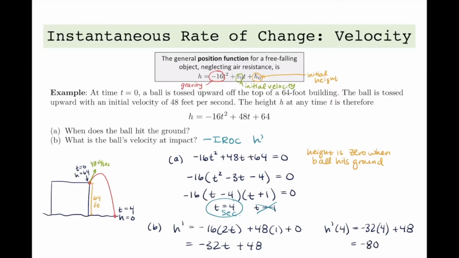Now, this is a rate of change. It's a velocity. So we want to make sure that we include some units here. Remember that units for rate of change are the output measure over the input measure. The output of this function is h, which is measured in feet. The input variable in this function is t, which is measured in seconds. So the units for our velocity will be feet per second.